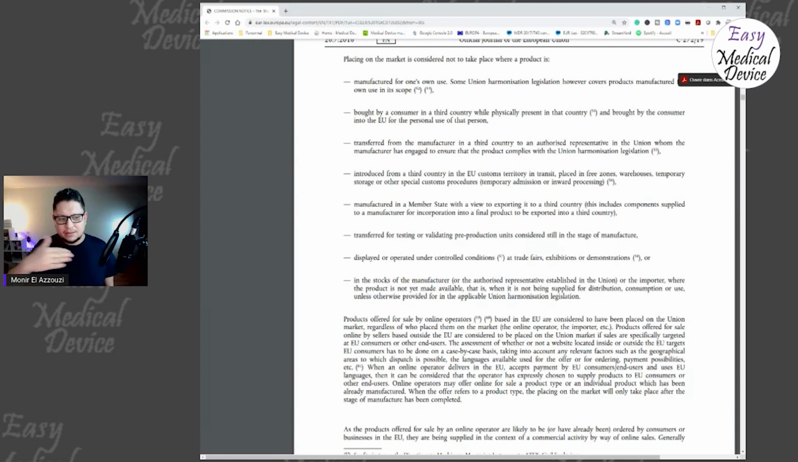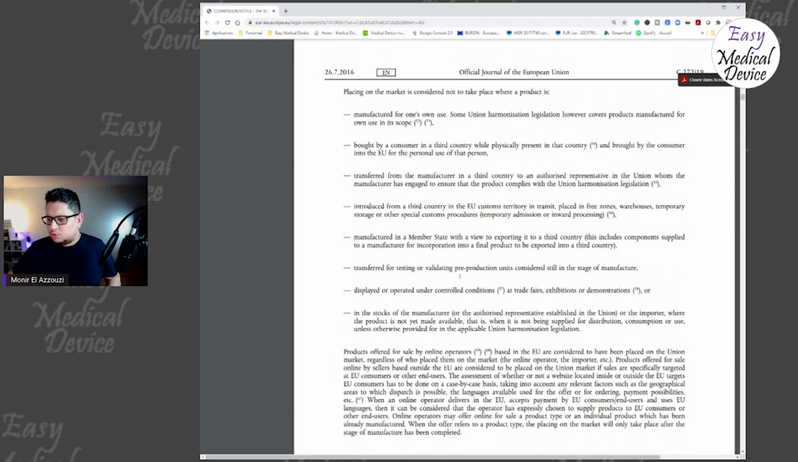So you have to make this connection. Products offered for sale by online platforms based in the EU are considered to have been placed on the Union market, regardless of who placed them on the market. So if you have a web shop, then it's already considered placed on the market. This guide is really important if you want to understand how products are placed on the market, and to avoid destroying a stock of products that are MDD compliant but that you don't want to move to MDR.